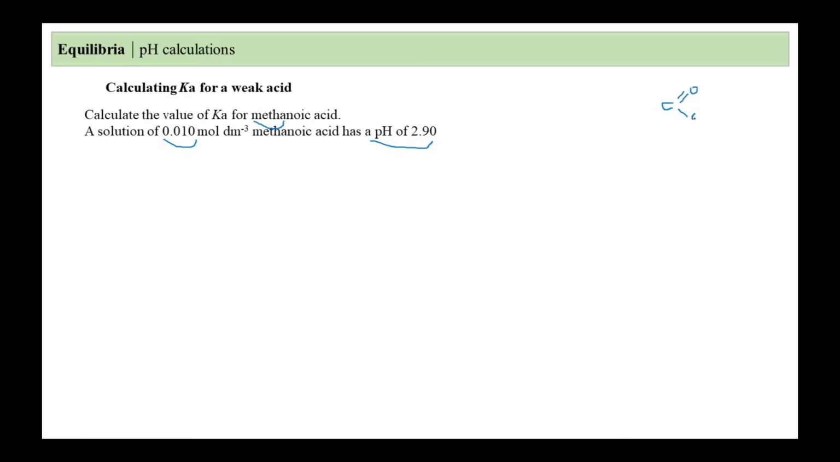So the formula is like this: COOH, and here we have hydrogen. Actually, this is the simplest carboxylic acid, so we can write it as HCOOH. Good. So this is a weak acid. Its dissociation in water will be written as so: HCOOH. This is our acid.